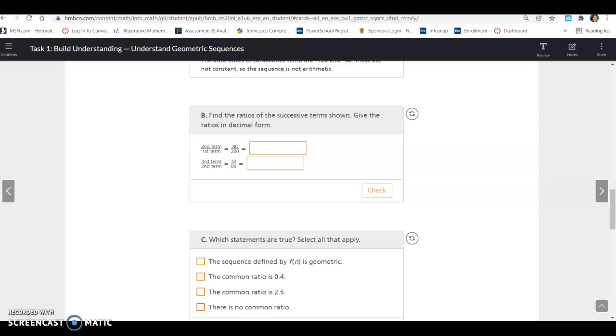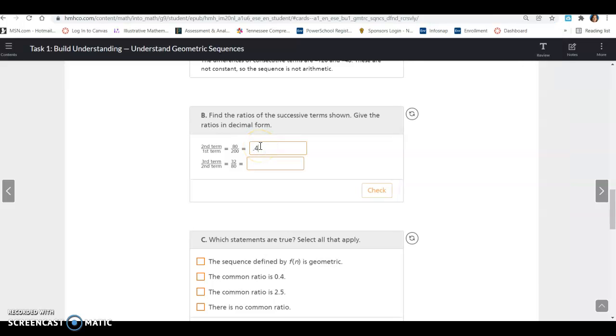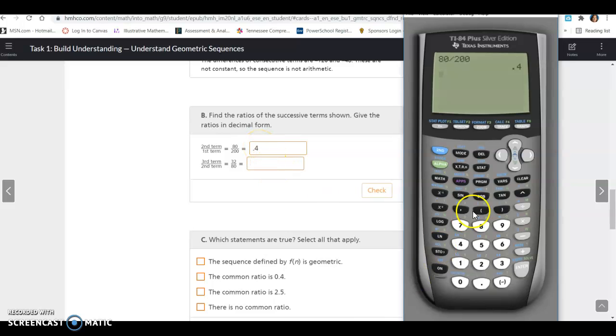All right, find the ratio of successive terms shown. Give the ratio in decimal form. Okay, so to do that, you're going to take the second term and divide it by the first term. So 80 divided by 200 is the same as 8 divided by 20. Let's see. We'll go ahead and do 80 divided by 200. Even though you can drop the zeros there, it's going to be 0.4. So I'm going to put 0.4 here. If it has a common ratio, the next one will be 0.4 as well. So let's see, 32 divided by 80. And that one is also 0.4.